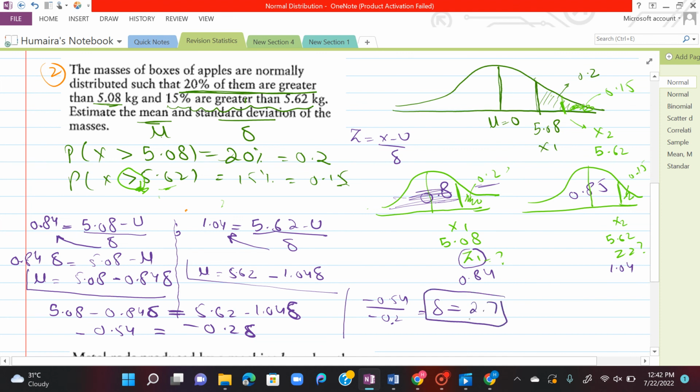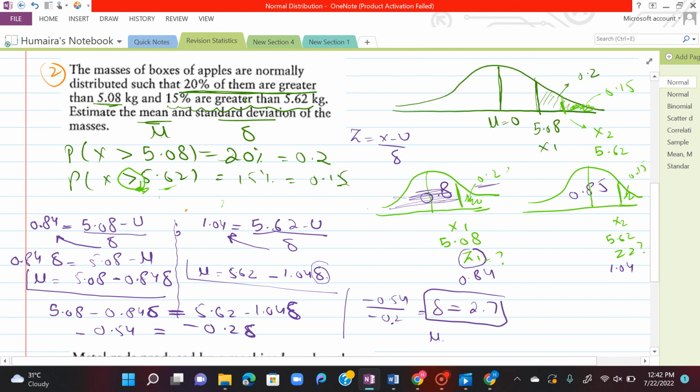Once you have sigma, mu is easy to find. Whichever equation you like, just plug in the sigma value over here. So 5.62 minus 1.04 multiplied by 2.7 will give you mu.